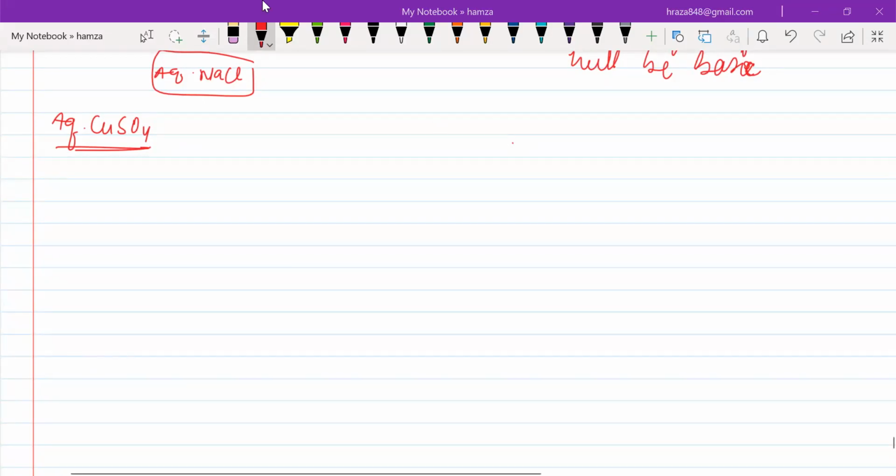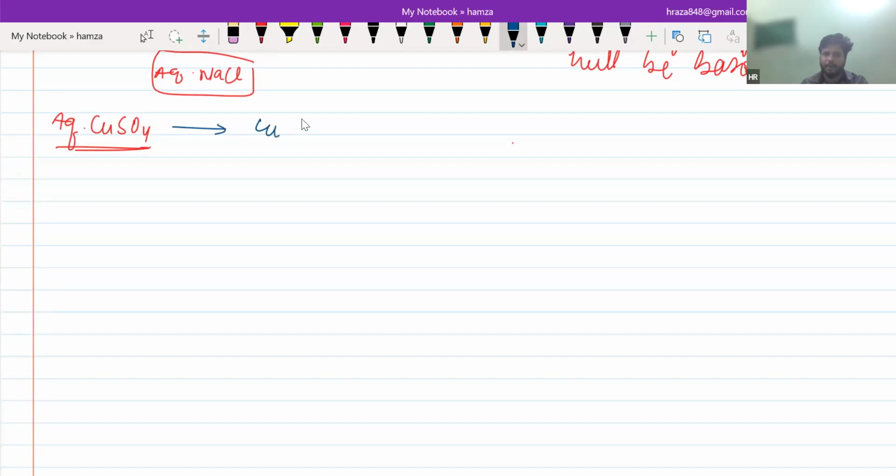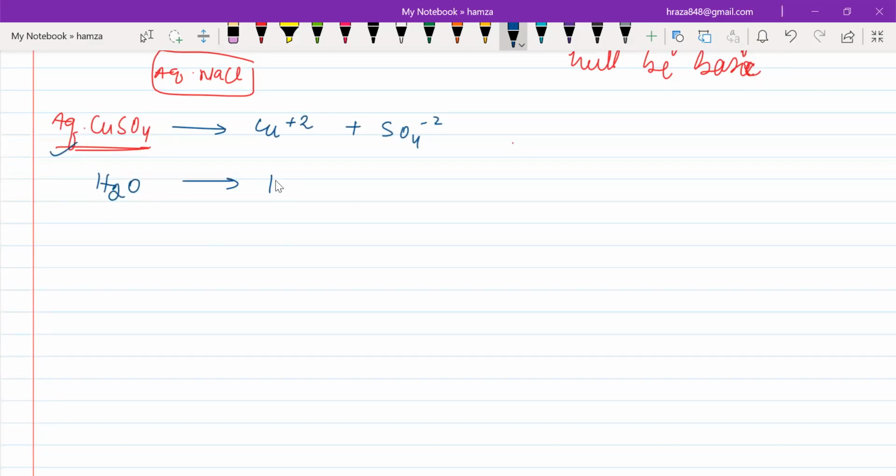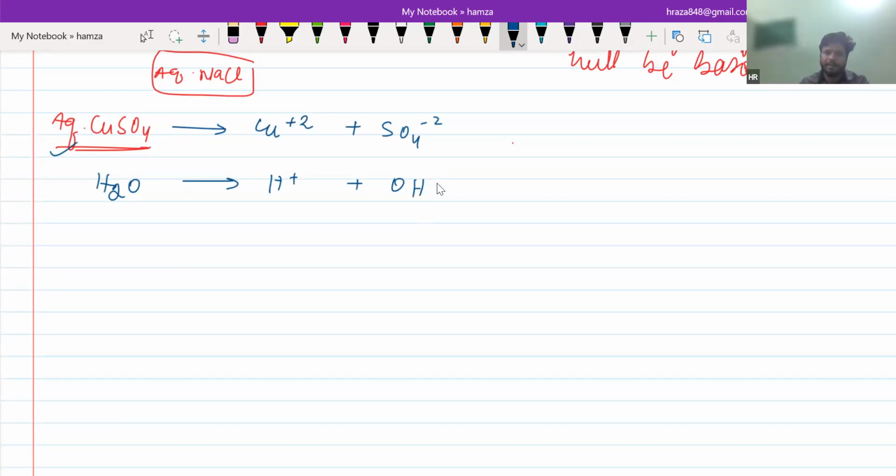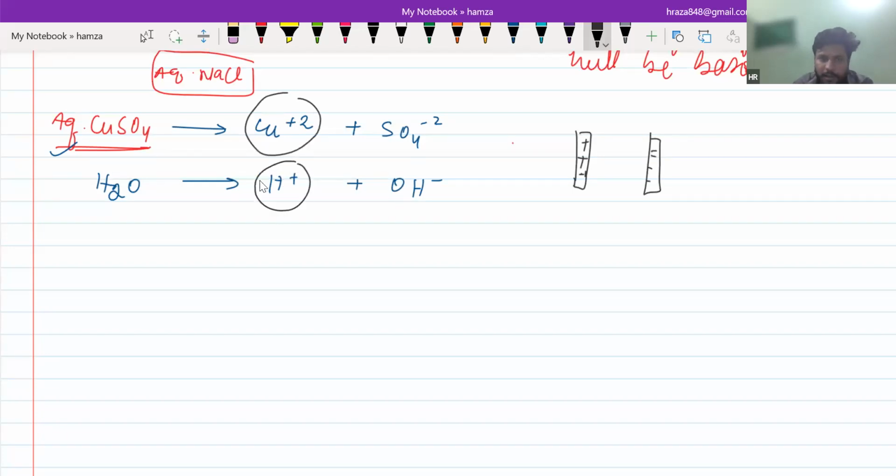CuSO4 will become Cu plus 2 and SO4 minus 2. I'm going to give you an example; solve it and match it. Since it is aqueous, H2O will also be there, giving H plus and OH minus. Yes or no? Yes, sir. So we have the anode, which is positively charged, and the cathode, which is negatively charged. Now these are two positively charged ions.